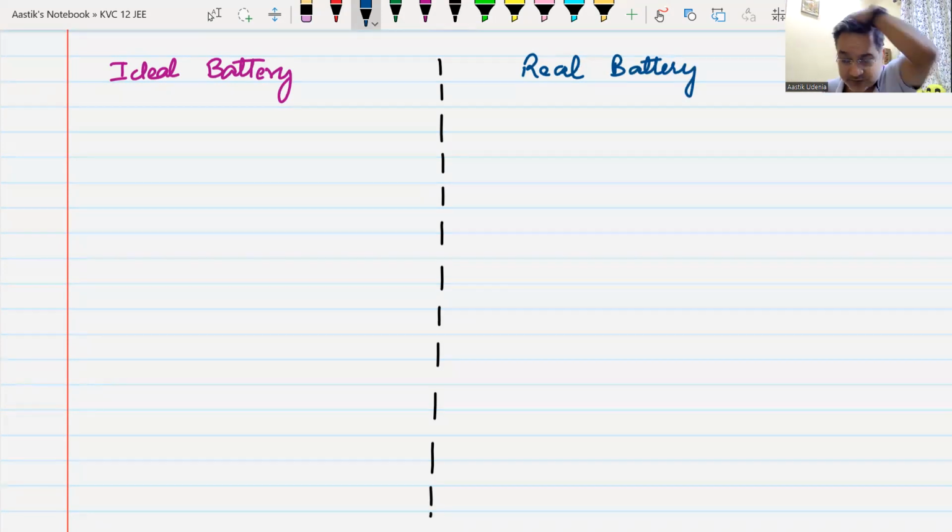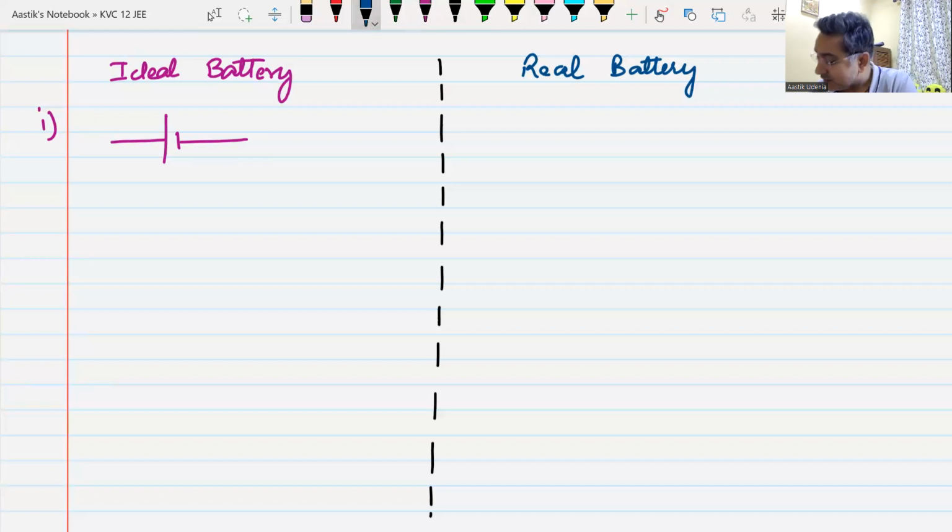Now, what is the difference between an ideal battery and a real battery? Now, if I just try to write the first point of this ideal battery, whenever I'm going to write a battery, in 99% of cases, I will just draw the battery like this. Whenever I'm going to draw a real battery, I am going to draw the battery like this. What is the difference?